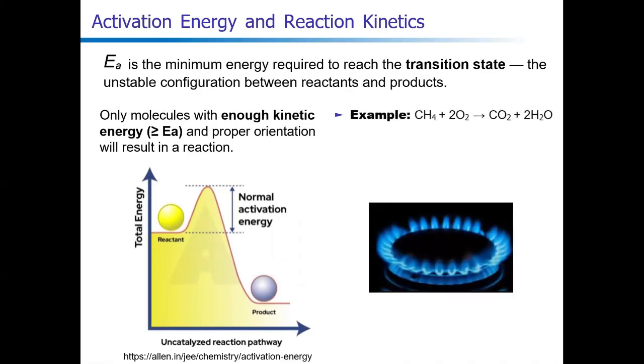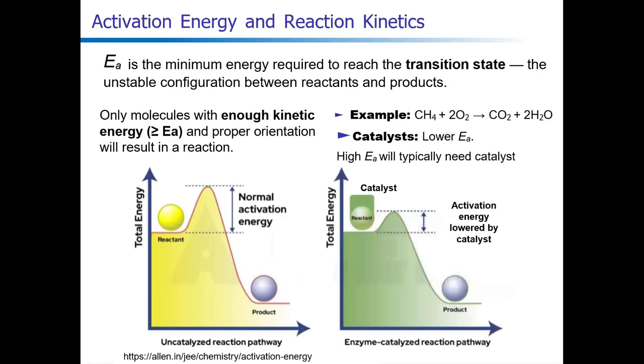Let's take methane combustion as an example. Even though the reaction is highly exothermic, it doesn't start on its own. You still need a spark to overcome the activation barrier and initiate the process. That spark supplies the initial energy needed to get some molecules over that barrier, and from there, the reaction becomes self-sustaining.